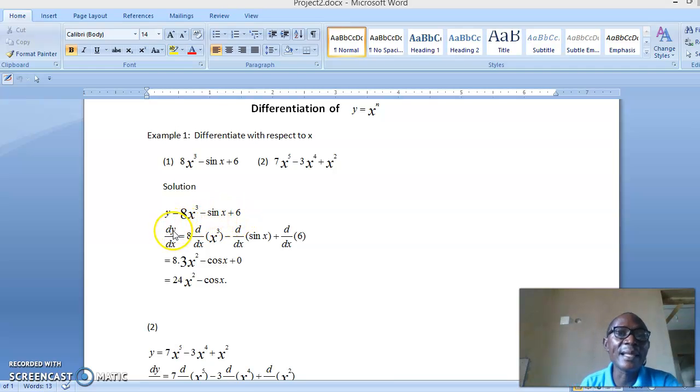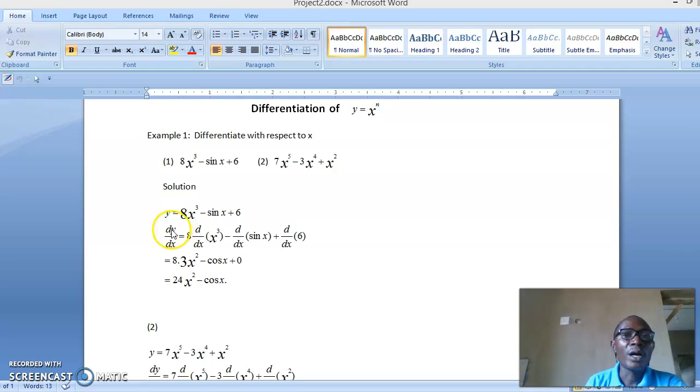is simply by saying that you multiply the coefficient of x cubed here, which is 8, by the power here, 3. But before you do that, you first of all write dy/dx, because you are differentiating y with respect to x. Like I said earlier, y is a dependent variable here, while x is an independent variable, as we have it in the derivation of y equals x raised to power n. So that implies that we differentiate y with respect to x.